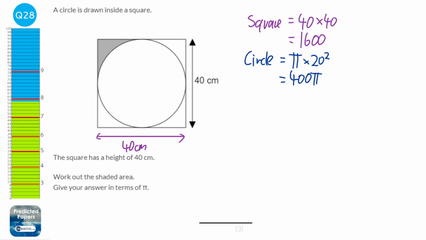Now next we're going to work out the area of all of the corners, so that includes these three here and this one.